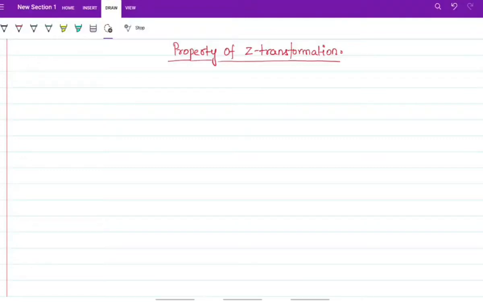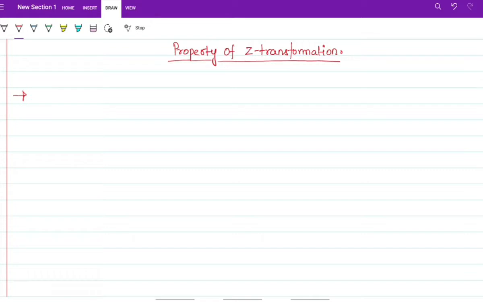Now, our next topic is properties of Z transformation. So why do we use these properties? For example, if you know the Z transformation of a signal and you need to find the Z transformation of some other signal which is nothing but a modification of the previous signal, then with the help of these properties you can solve the Z transformation easily. And you can find the ROC, what modification we need to make to the Z transformation or ROC. We will see that. So these are very important. We'll see one by one what the different properties of Z transformation are.